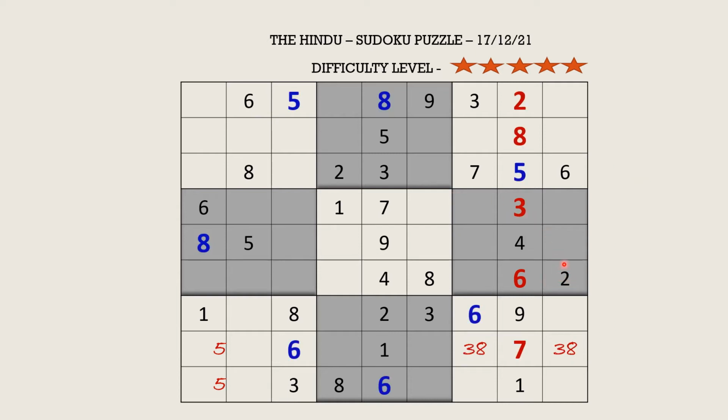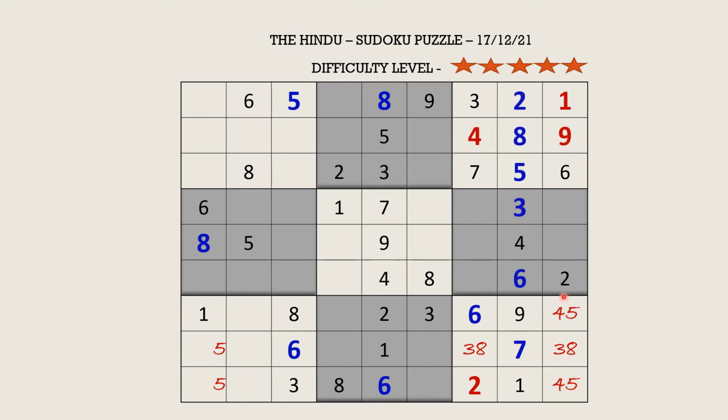So 2 blocks here. So this is a 2. And only 2 empty cells, so missing numbers are 4 and 5. So the 4 blocks here. So this cell takes 4. And only 2 empty cells, and missing numbers are 1 and 9. There is a 9 here, so this takes 1 and this takes 9.